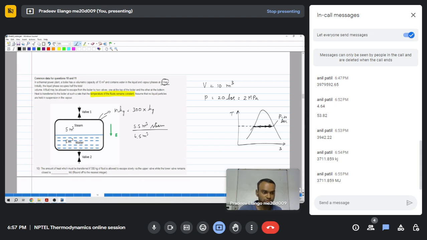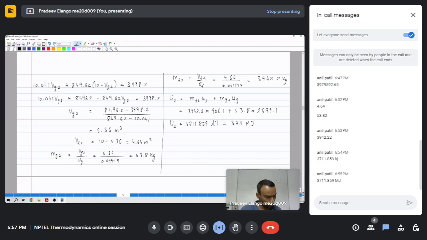Still the answers are not matching. Your answer is also not coming as per the solution. No, this U2 is 3711 megajoules, right? Yeah. But that is the same as the solution, right? Or no? No. Just 1 minute. I will give it to you. Solution is giving 3713.9.